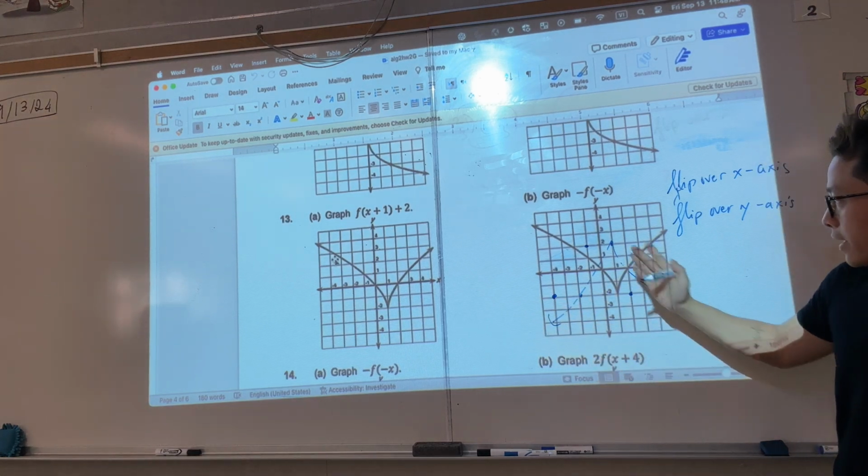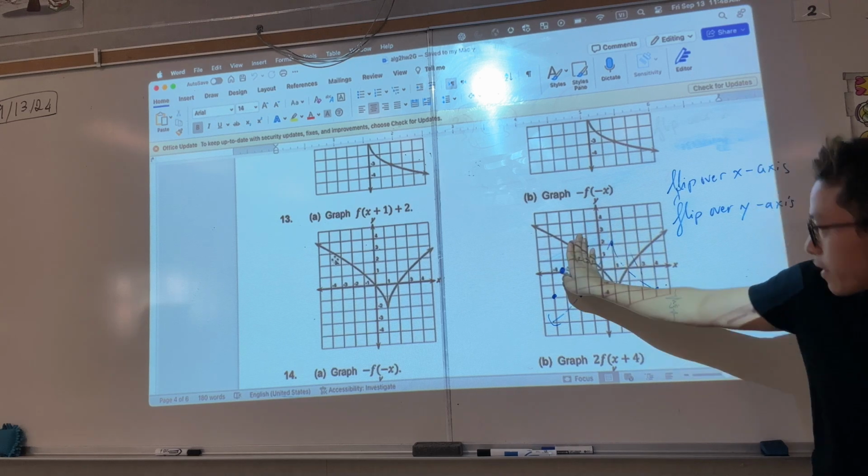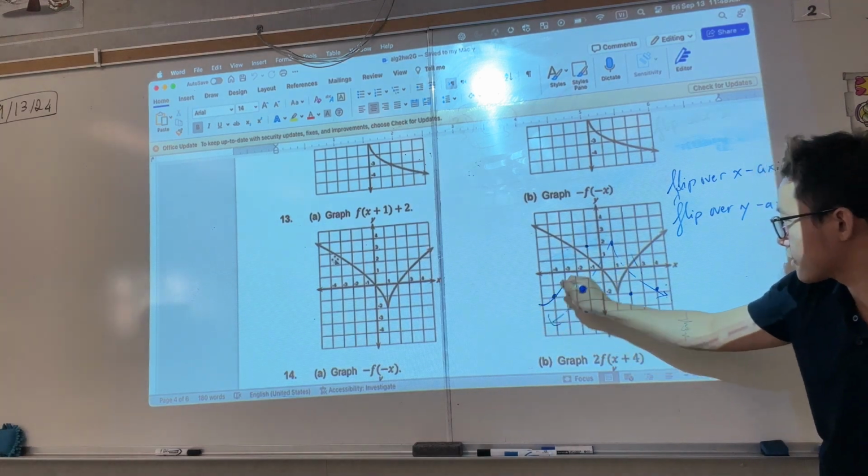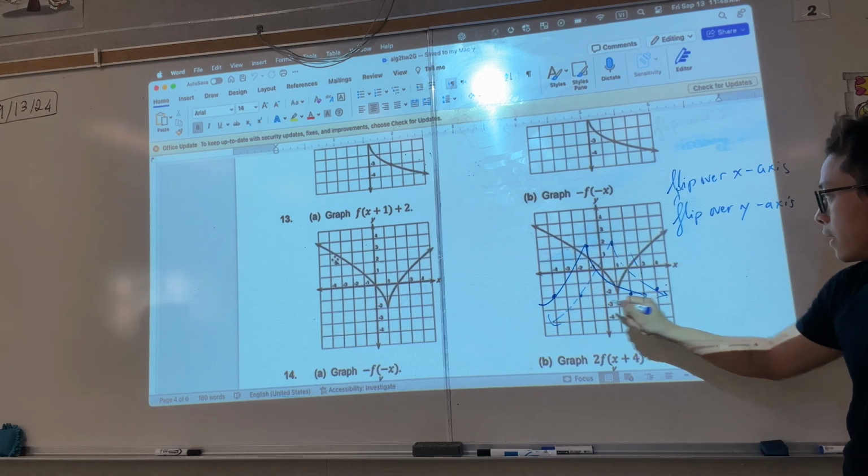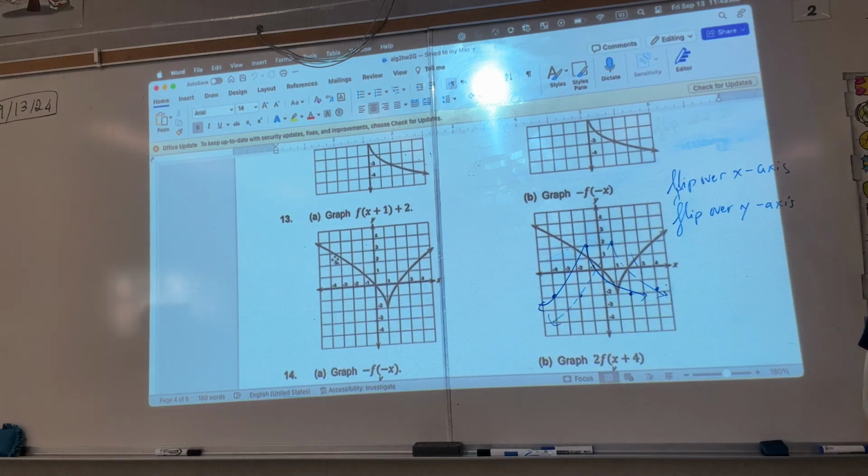So just imagine this. You have this, now you're gonna flip like this. So they're gonna look like this. Again, you don't need to be exactly correct, okay? I just want to see if you know what kind of move it is. What transformation is this?